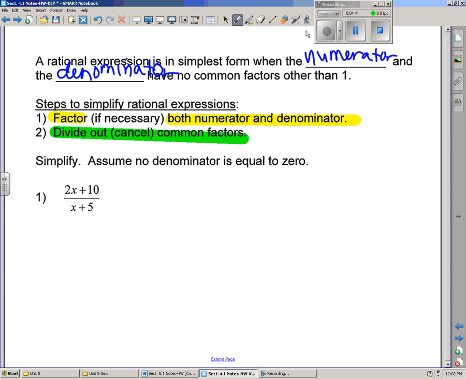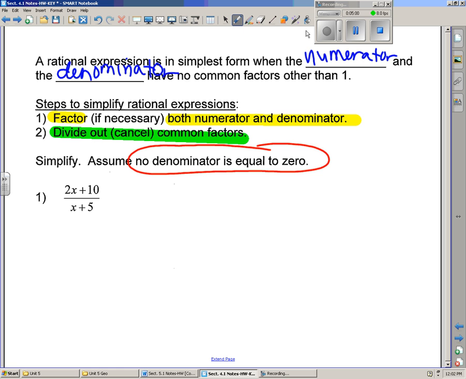We're going to tell you that we're going to assume that no denominator is equal to 0, which means we're not going to have any restrictions here. All the answers are going to work, okay? So we're not doing the excluded values at this point. We're just telling you that no denominator is going to be equal to 0. So you need to look at the problem. Number 1, can you factor the numerator?